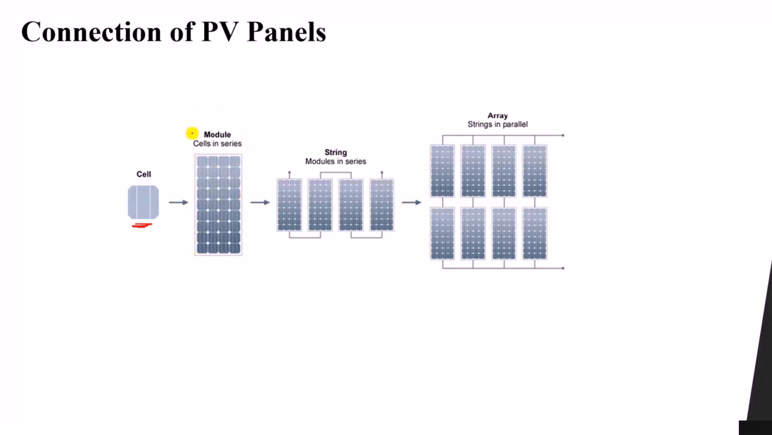Then we take this module or this PV panel and connect them in series, as you can see. Let's say this positive, negative, then this positive, negative, positive, negative. So we will increase the total voltage. Now each string, like this one string here, is connected in parallel with another string, connected in parallel with another one, and we will have a large array. So the module is formed of cells, the string is formed of modules or panels in series, and the array is formed of strings in parallel.